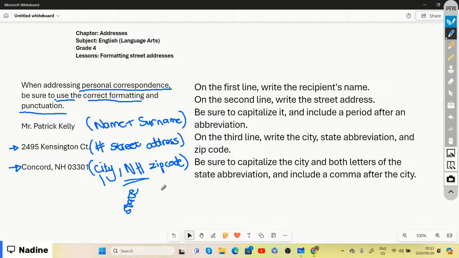address, right? So once again, on the first line, we need to write your name and surname. Whether you are sending a package to someone or receiving a package from someone, on the first line, you're going to write your name and surname. It's being sent to Nadine. On the second line, you're going to write your street address, which is the house number as well as the street name.